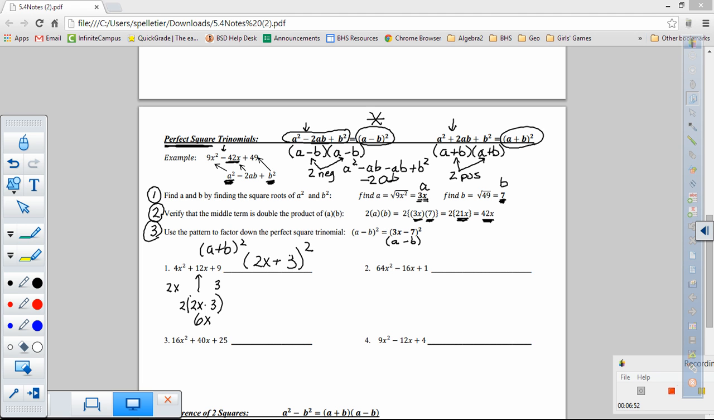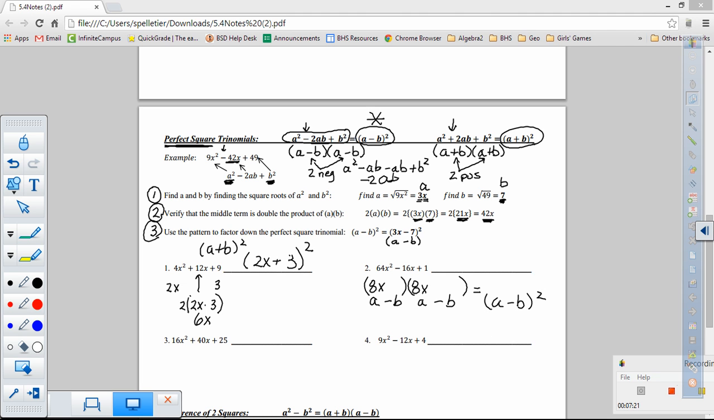Okay, let's look at number 2. Think about your foiling. I like to do it in 2 parentheses. That's just how my brain works. You can do it however you need to do it. But what times itself gives you 64? 8 times 8. What times itself gives you x squared? X times x. So that's going to be my a term, right? This is going to be my a minus b and my a minus b. And then I'm just going to write it as a minus b squared when I'm done.